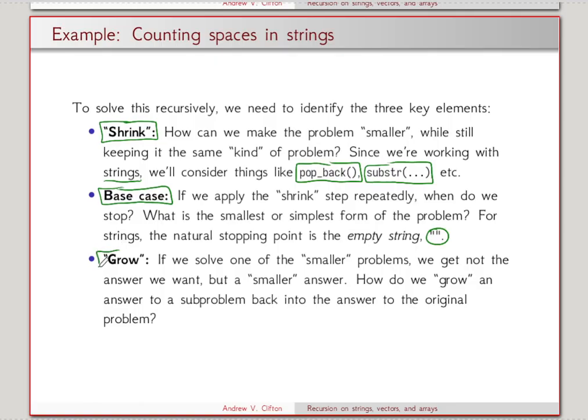And then finally, we have to figure out how we are going to grow. When we take our original string and make it smaller, throw away one of the characters or whatever, we solve that smaller problem by magic. The recursive leap of faith says that once you've shrunk your problem, you just magically get the correct answer to that smaller problem. But what we get is a small answer. We get an answer to the shrunk string, not to the original string. So then we have to figure out how we take that smaller answer and grow it into the answer to the original problem, the original question that we were asking.